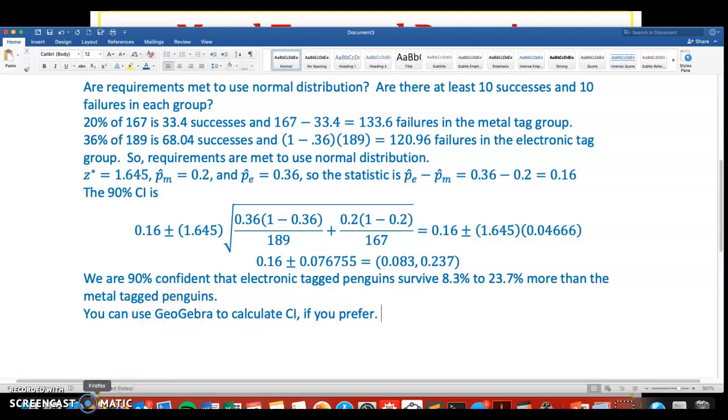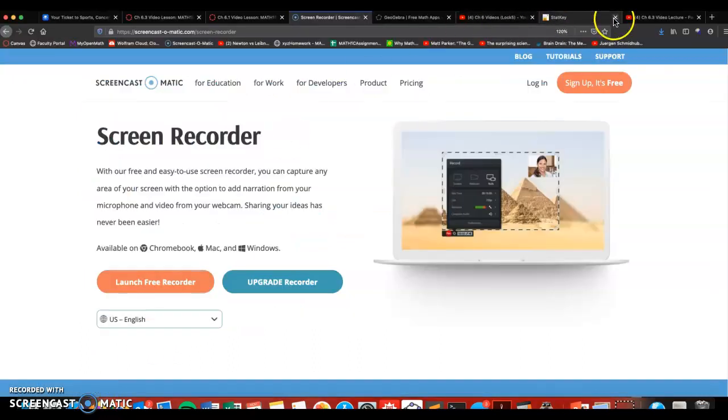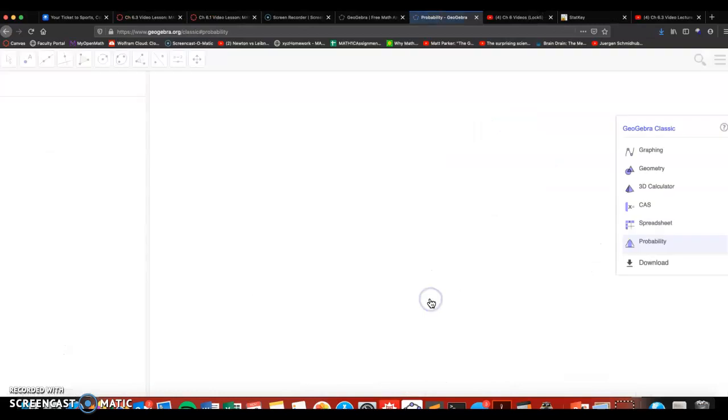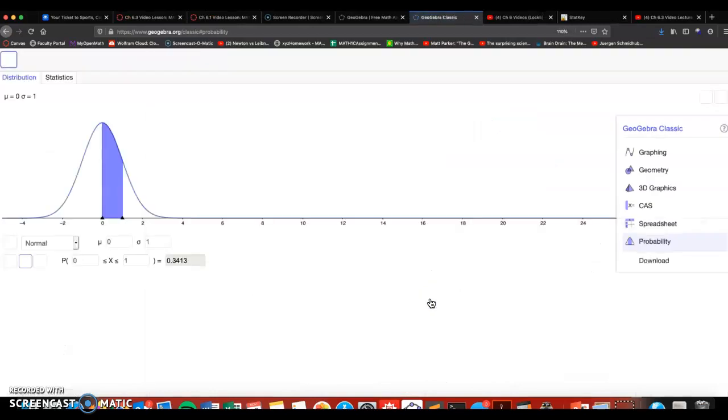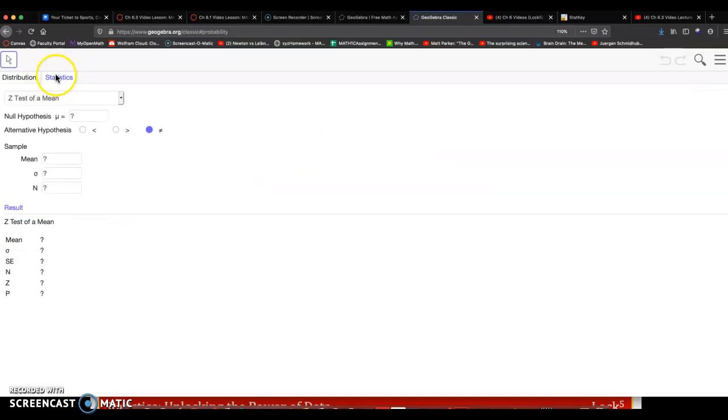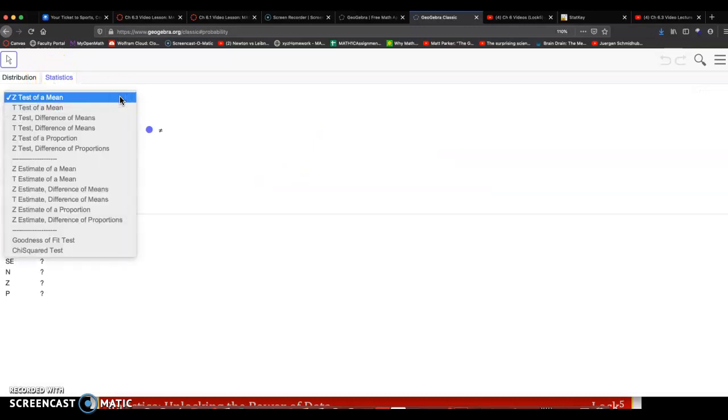So if you want to do that, Google GeoGebra, and the top spot should be here. If you click on GeoGebra, we did this a couple of days ago. We want to click on that probability tab. Make sure, up here, click on statistics. We want to look at statistics, and here you have this drop-down menu.